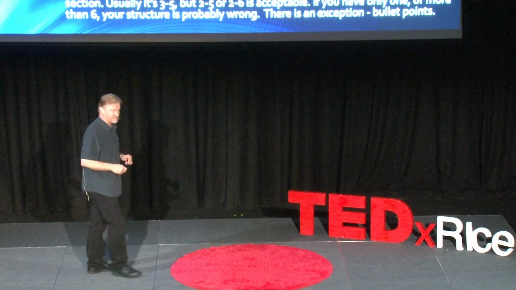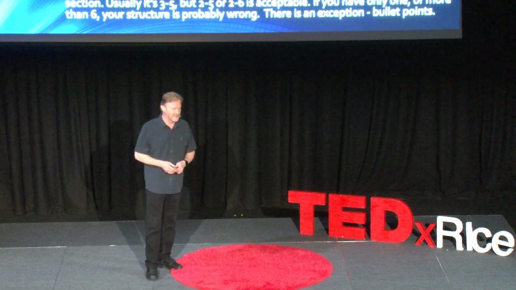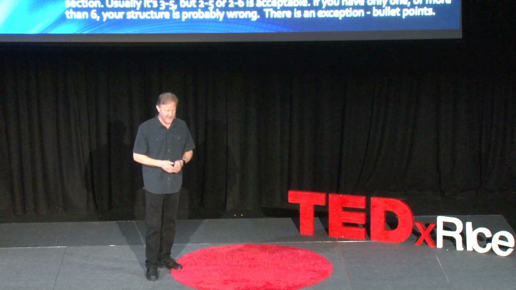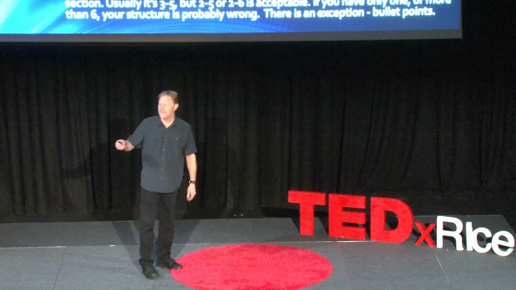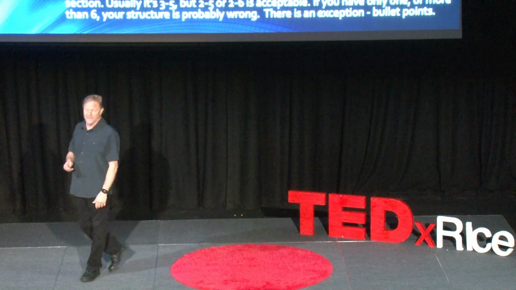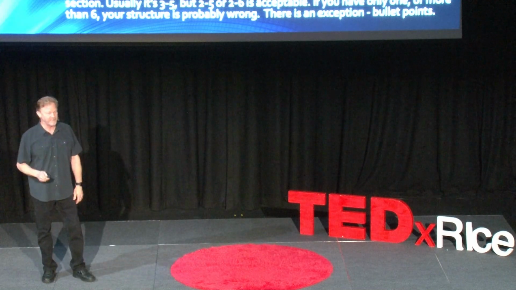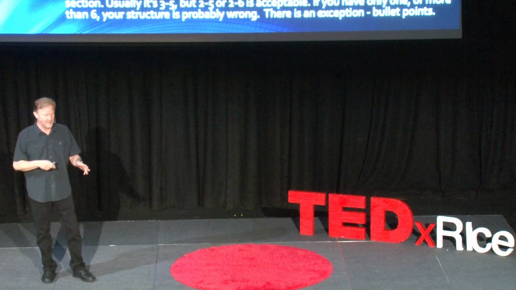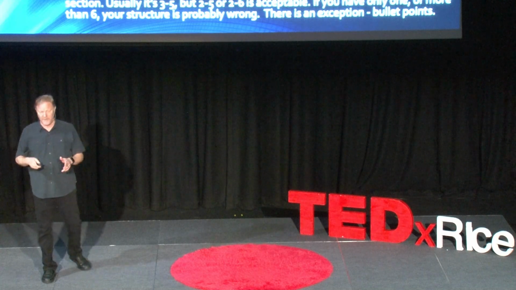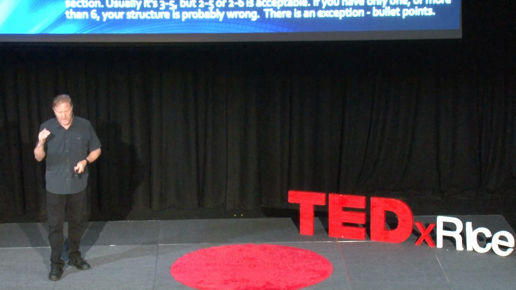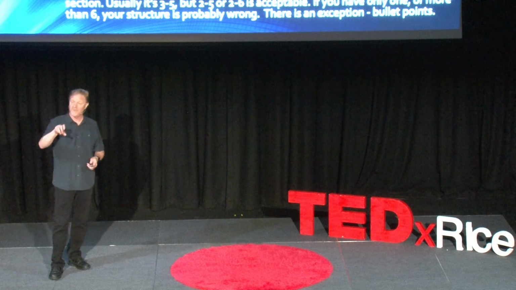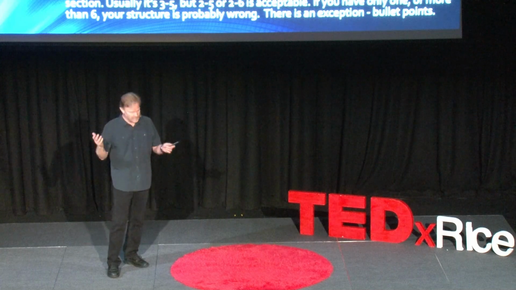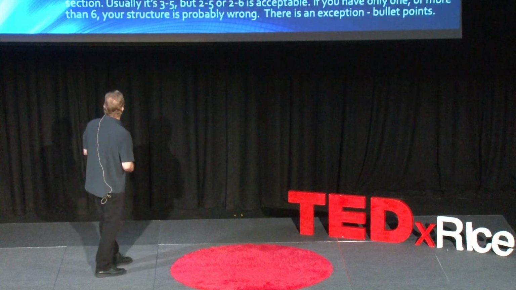Now, there is one exception: bullet points. For instance, you may have this very nice structure, and at one point you say, here are 10 things, 10 habits of highly successful people. And you can just have 10 bullet points in a row. So you can have more than 3 to 5, but it's a special case. And normally those bullet points don't have subheadings, but they can if it's appropriate. So take that into account.